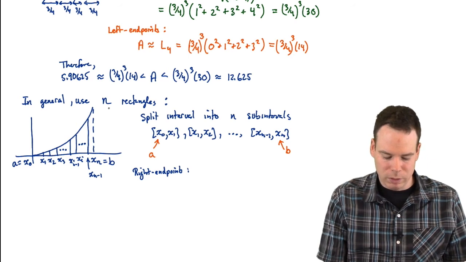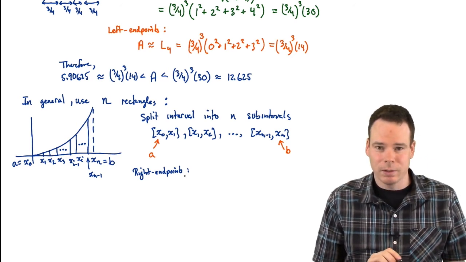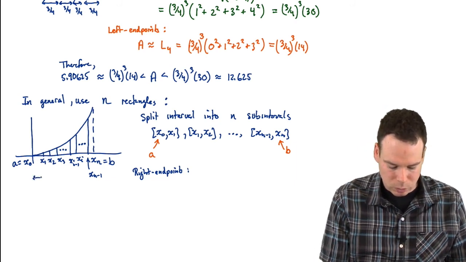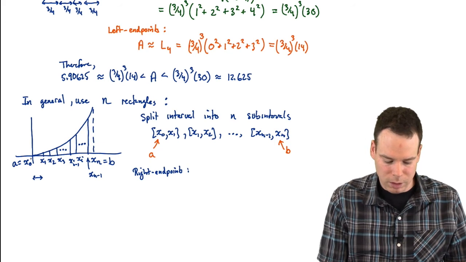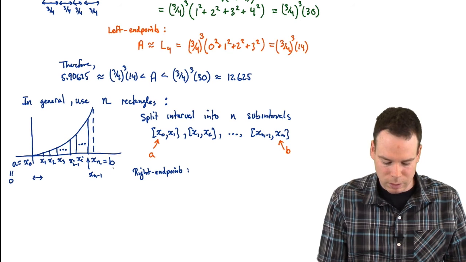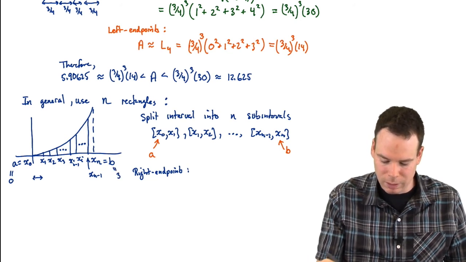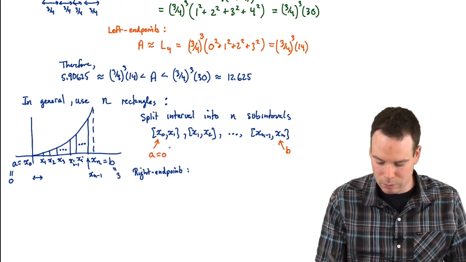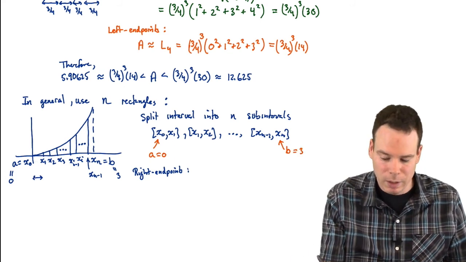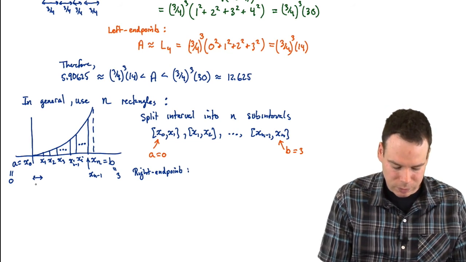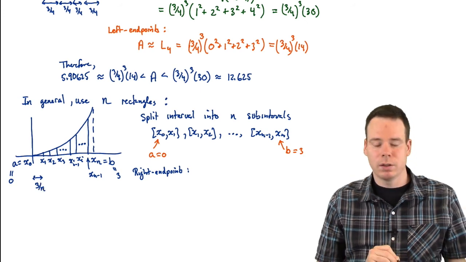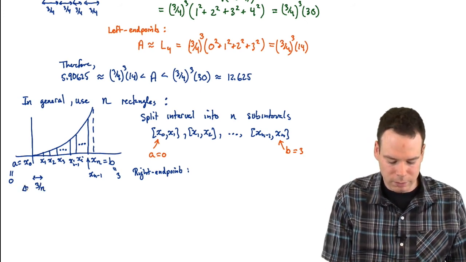So what do we need for these endpoints, or for the rectangle sum? We need to know the width of each of the rectangles. So what's the width of a rectangle going to be? Well, in this case, A was 0 and B was 3, so maybe I should have written that here instead: A, which is 0, and B, which was 3. We took this interval of length 3, and we split it up into n subintervals. We slice it up into n equal sized pieces. So the width of each piece is going to be 3 over n. We're going to call that delta x.